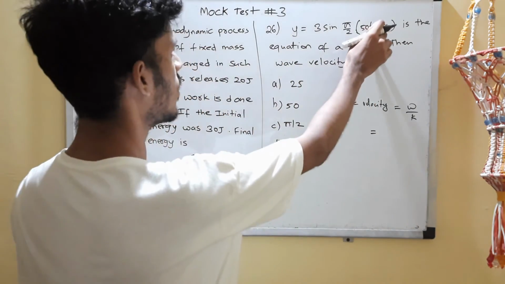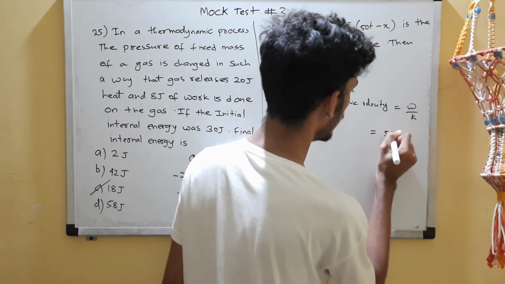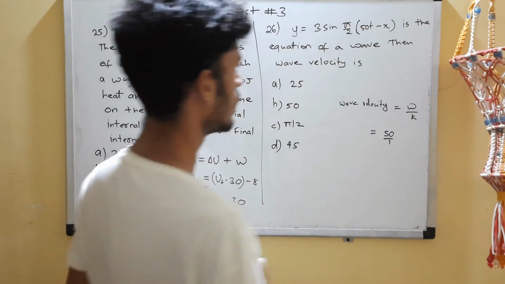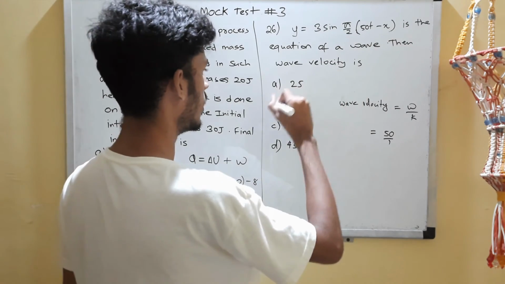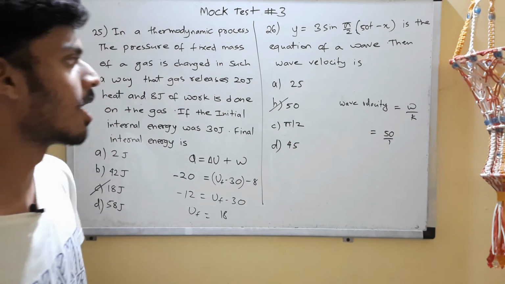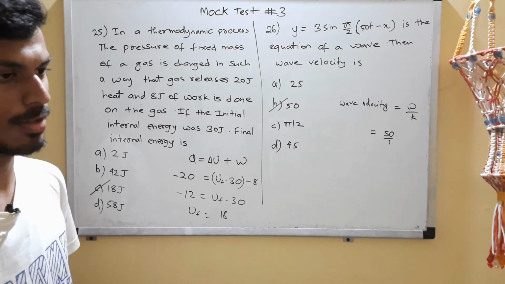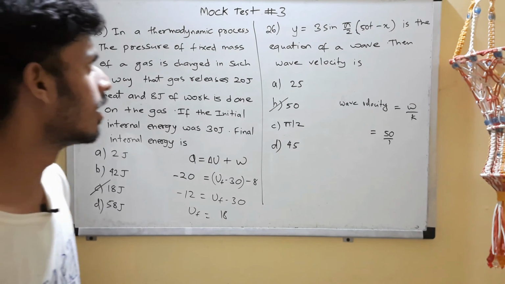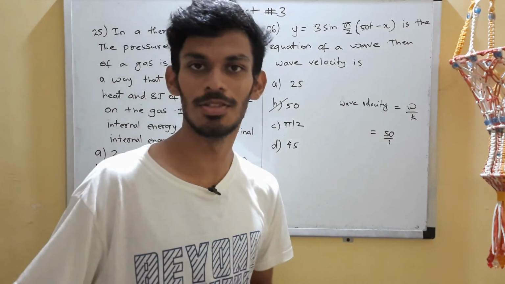So omega is the coefficient of t, which is 50, divided by the coefficient of x, k, which is 1. So it is 50 in whatever units it was given. 50 units of distance by units of time, or meters per second, simple way. Let's move to the final few questions for the day now.